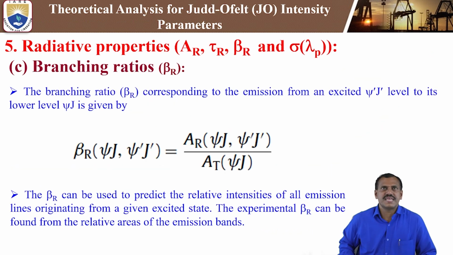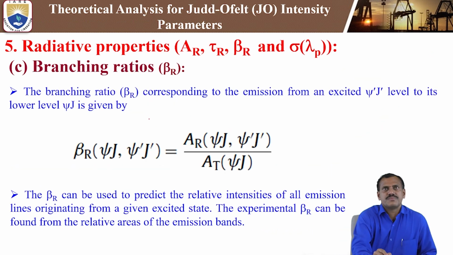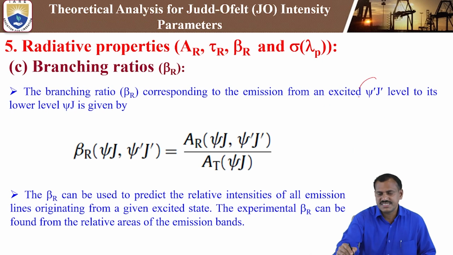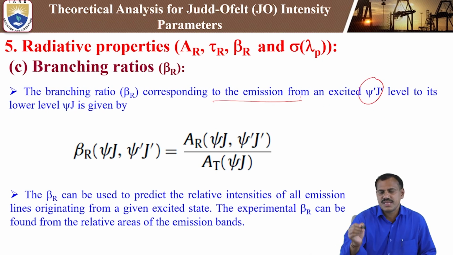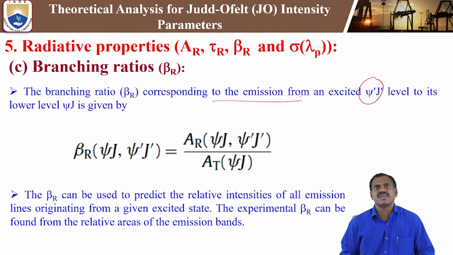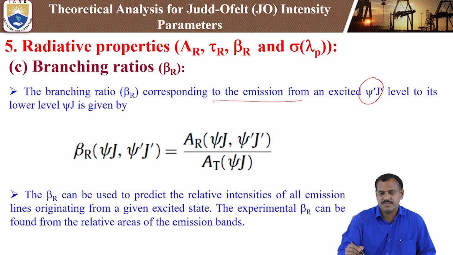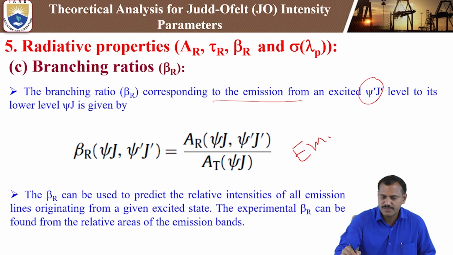Next are the branching ratios. The branching ratio BR corresponds to the emission from the excited state psi dash J dash. We calculate the branching ratios from the emission spectra, not the absorption spectra, by using the emission spectra of the erbium 3 plus ion.